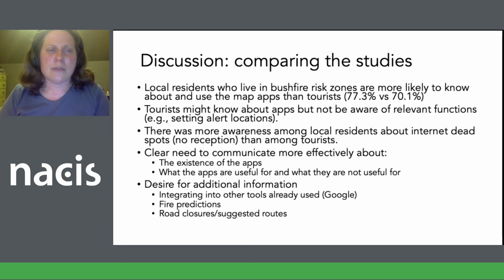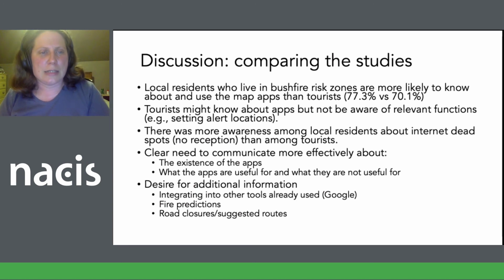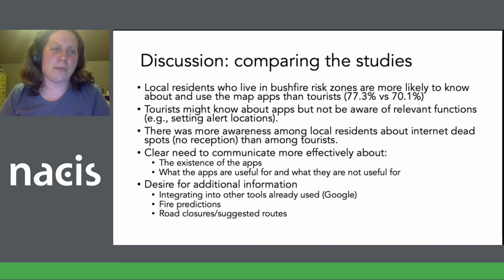There was also a desire for additional information to be integrated into these apps. Some suggestions that were commonly made were integrating these maps into tools that people already use, like Google Maps, adding fire prediction information, and adding information about road closures or suggested routes to evacuate a particular area.